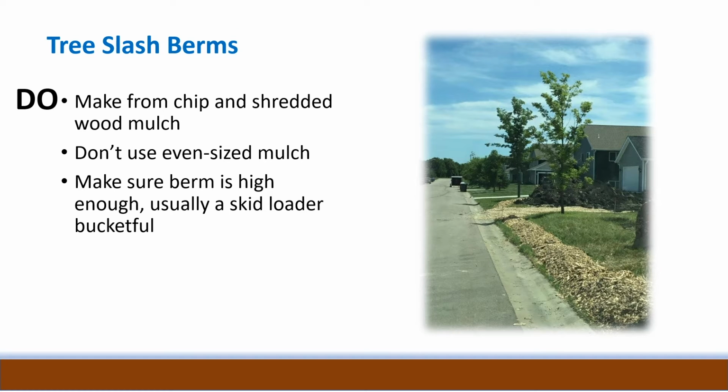Wood berms can be an inexpensive option, especially if you're taking trees down on site. Make them from chopped and shredded wood mulch. Don't use even-sized mulch. The berm should be high enough to impound water, usually a skid loader bucketful in height.